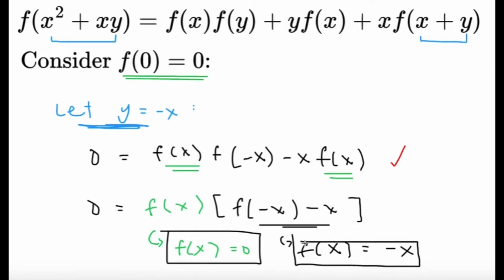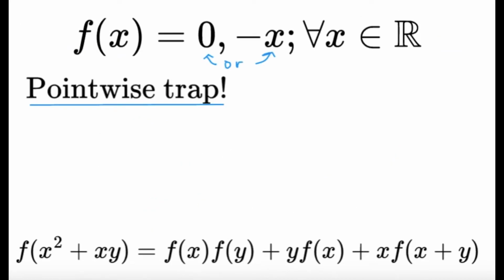All we've proven is that for every real number x, f of x is either 0 or negative x. But we can't really explicitly say that it is 0 for all real values of x or negative x for all real values of x. So here we have the case of a pointwise trap.